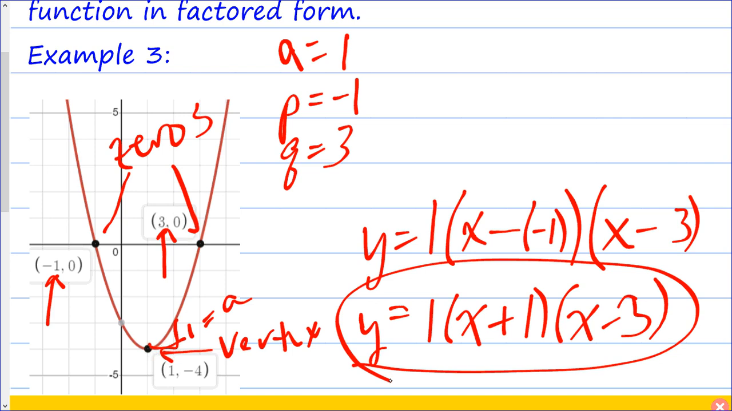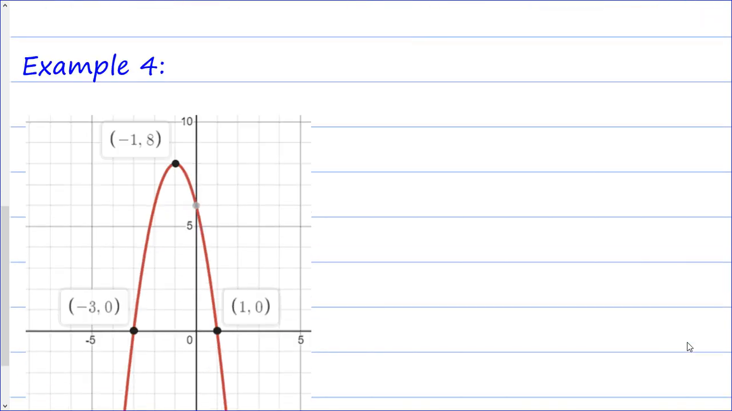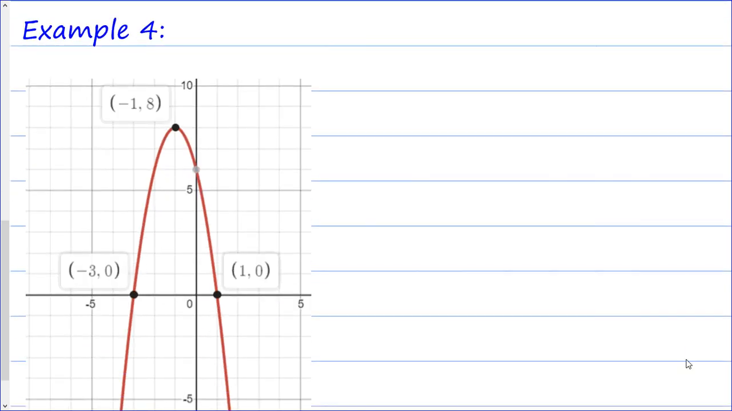We're going to do one more example like this. Pause here if you need to. I know the video is getting a little long, but we want to look at least one more. Okay, example 4. Again, I want you to go ahead and plot 3 points. I want you to plot your zeros, your x-intercepts, and I want you to plot your vertex.